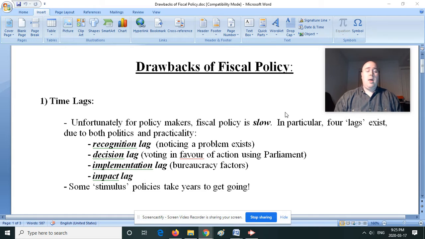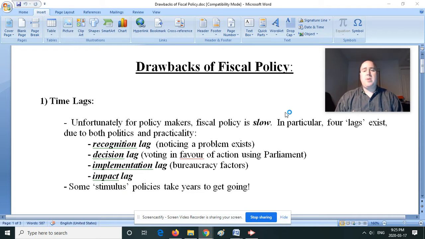It's slow. And the reason why is that there's a number of lags that occur between when a person tries to introduce a policy and when the policy actually starts to roll out and have benefits. There are four major lags that I've introduced, and they all play a role in delaying when you make a decision and when it actually has practical benefits. The first one would be a recognition lag. Essentially, when you're looking at a use of fiscal policy, it may take time for a government to realize that it actually needs to do something.